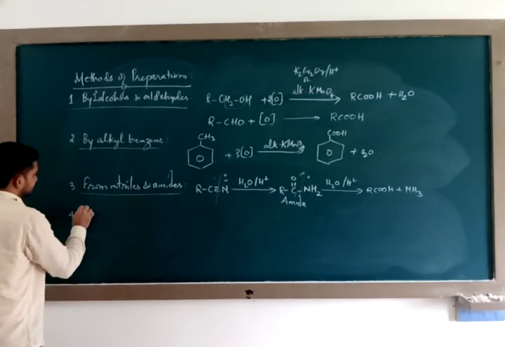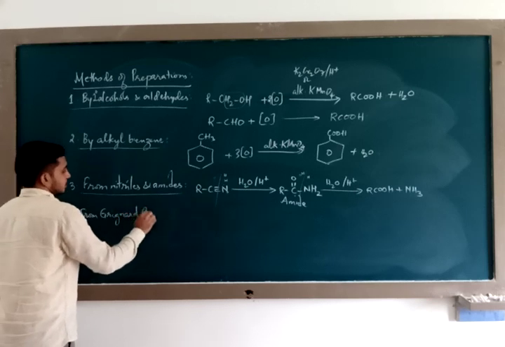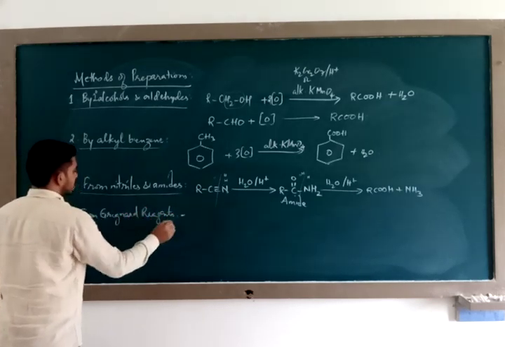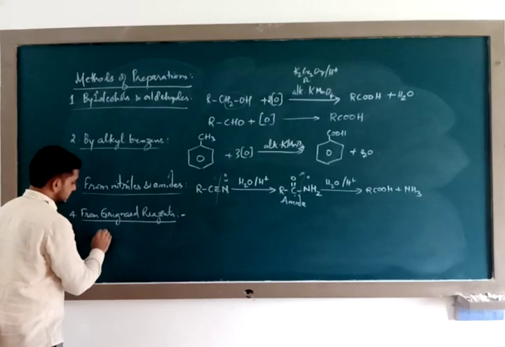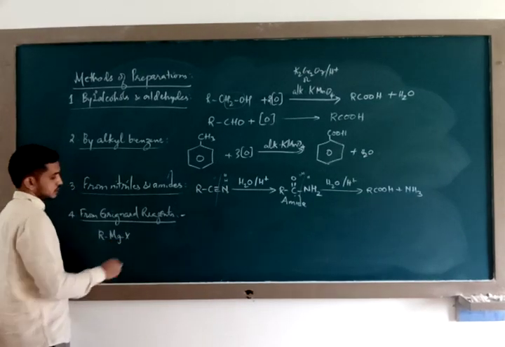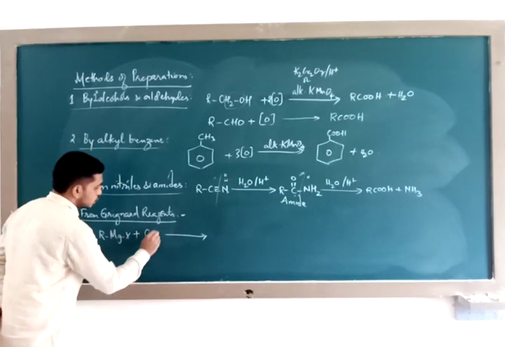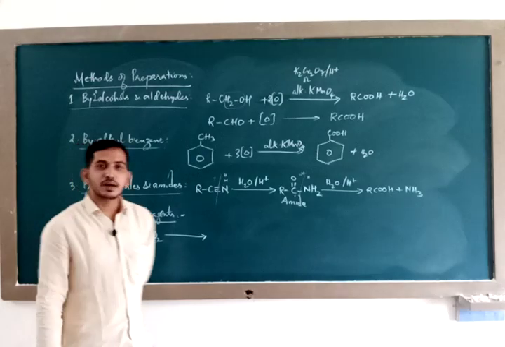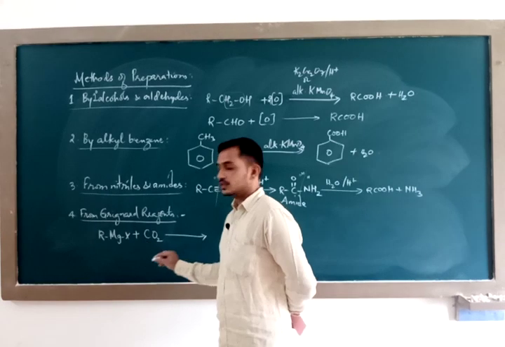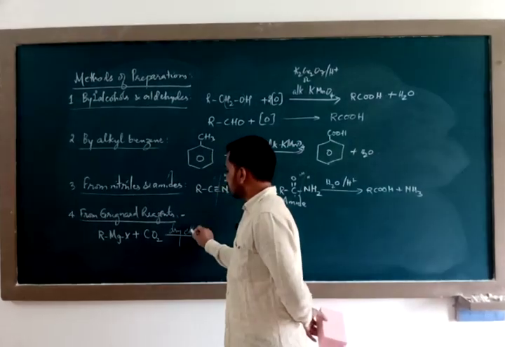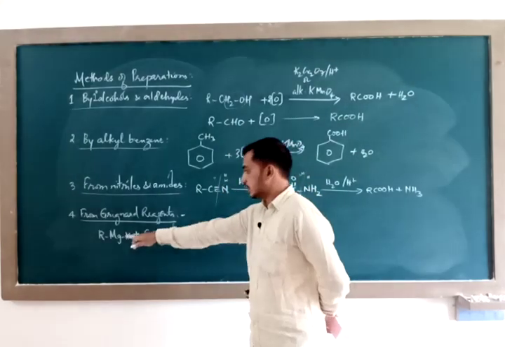Then fourth method is from Grignard reagents. You need to remember all these methods because they are required for conversions and even for multiple choice questions. So Grignard reagent formula is RMgX. When it is reacted with dry ice, you know what dry ice is? Dry ice is solid carbon dioxide. Whenever Grignard reagents react with dry ice in the presence of dry ether, wherever Grignard reagents appear, dry ether is compulsory. Now how do you introduce carbon dioxide into Grignard reagent?